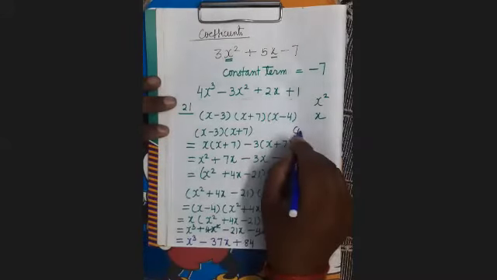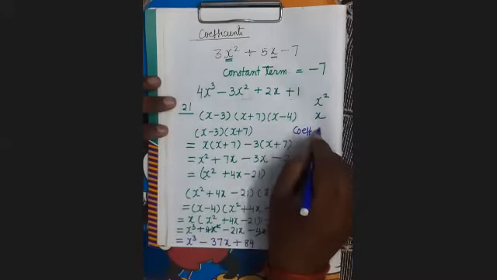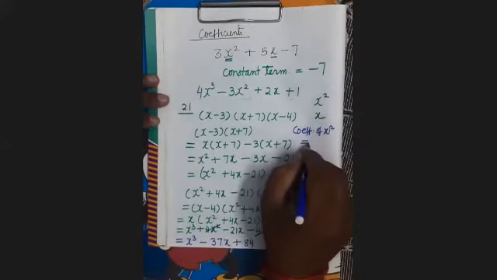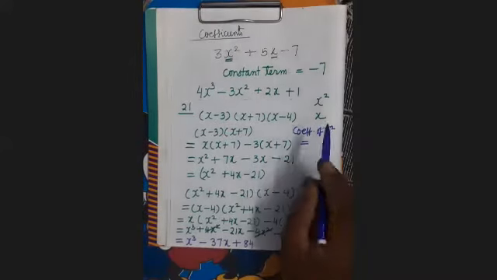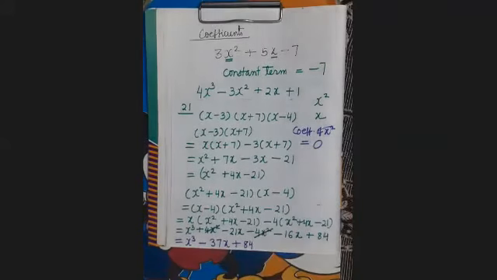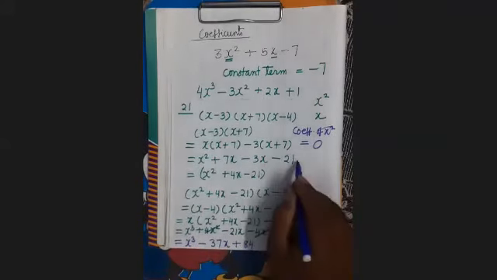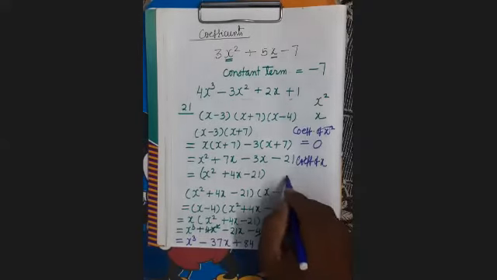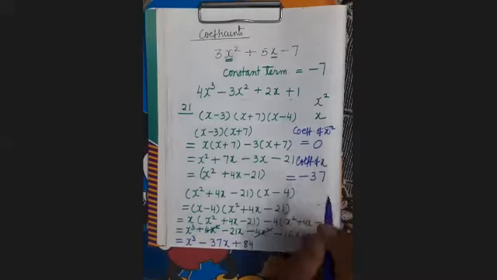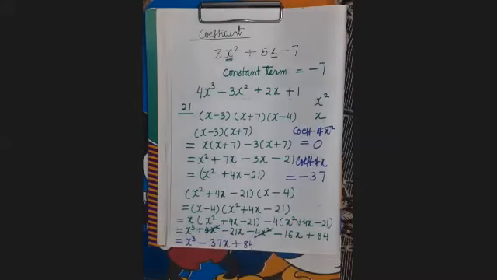So what is the coefficient of x square? If you see here, there is no term of x square. So what will be its coefficient? It will be 0. What is the coefficient of x? Minus 37. Constant term is 84.